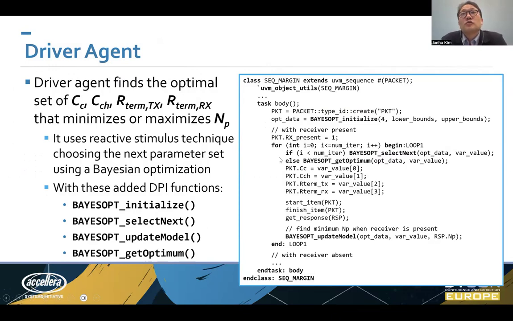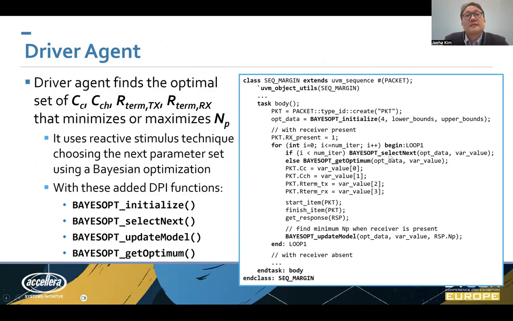So, just walking you through this code. First, we execute the BaseOp initialize DPI function to initialize the surrogate model for the range of the condition parameters. Now, for some number of iterations, we actually try 200 iterations for each of the cases, with the receiver present and not present.